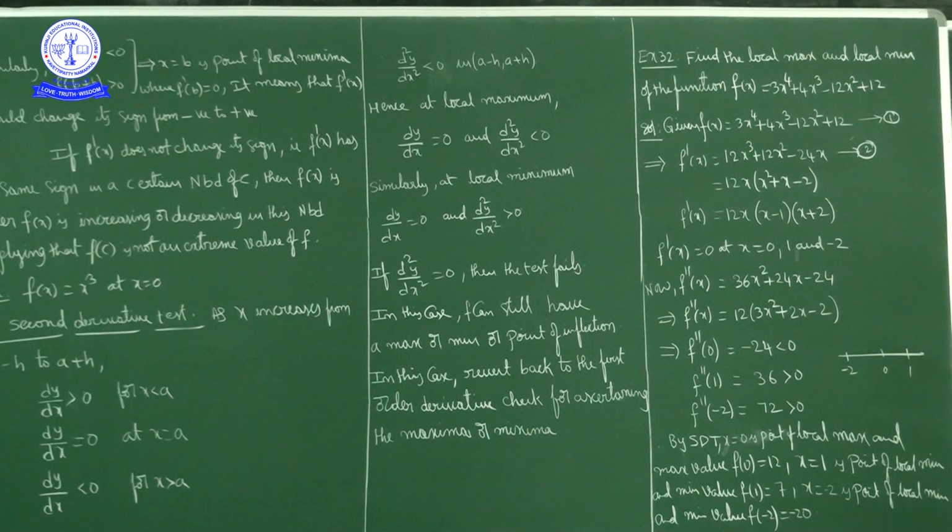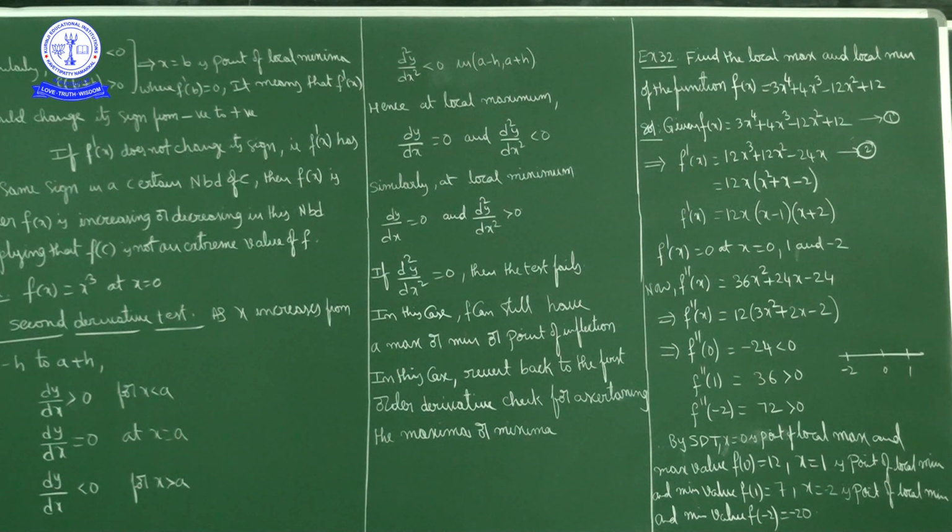Now find the sign of f double dash of x at x equal to 0, at x equal to 1 and at x equal to minus 2. For f double dash of 0, in place of x we write 0, so we get 12 into minus 2, which is minus 24. Negative. So f double dash of 0 is negative. As the second derivative is negative at a point where the first derivative is 0, x equal to 0 is a point of local maxima.